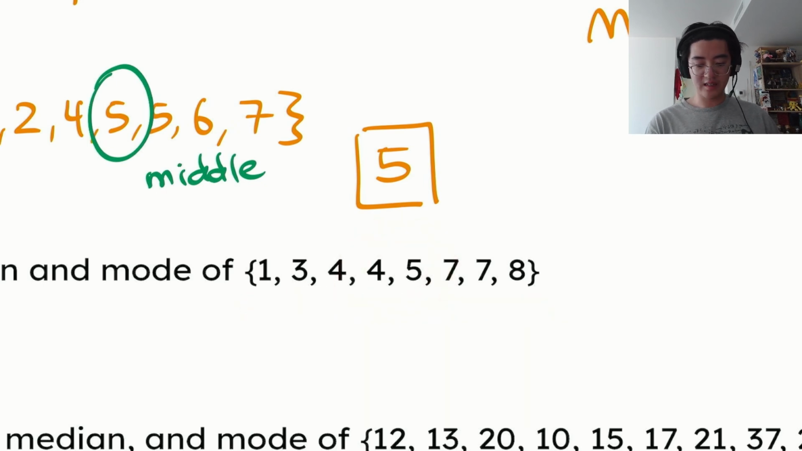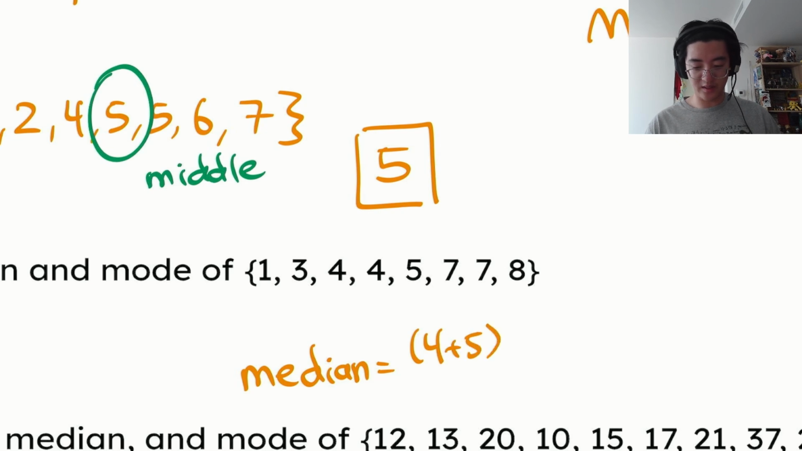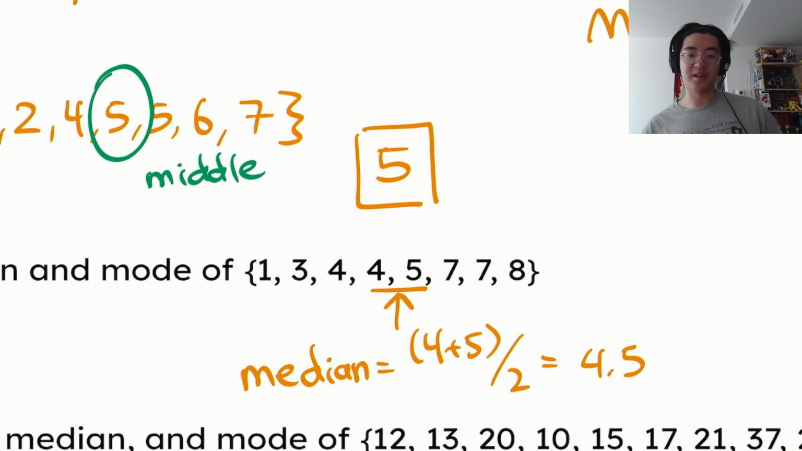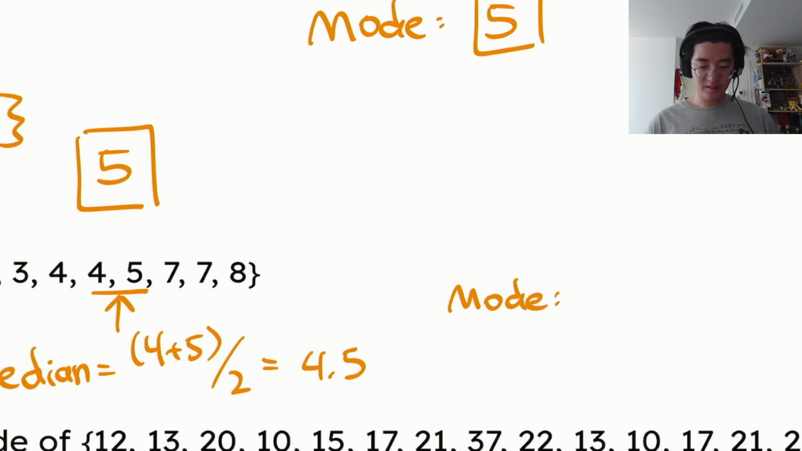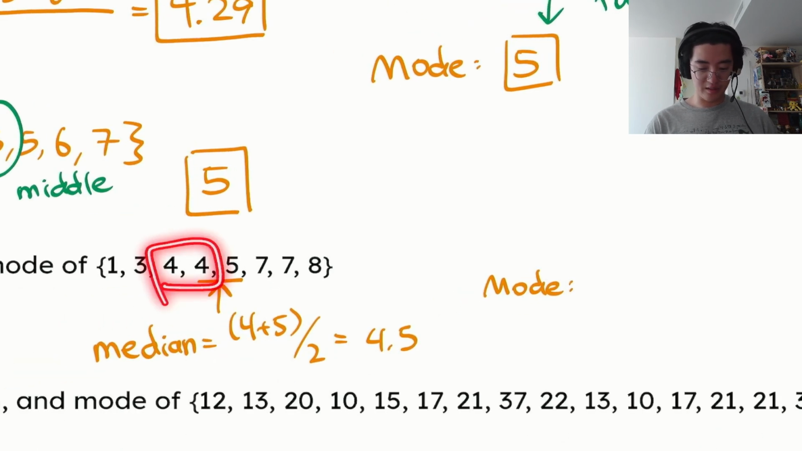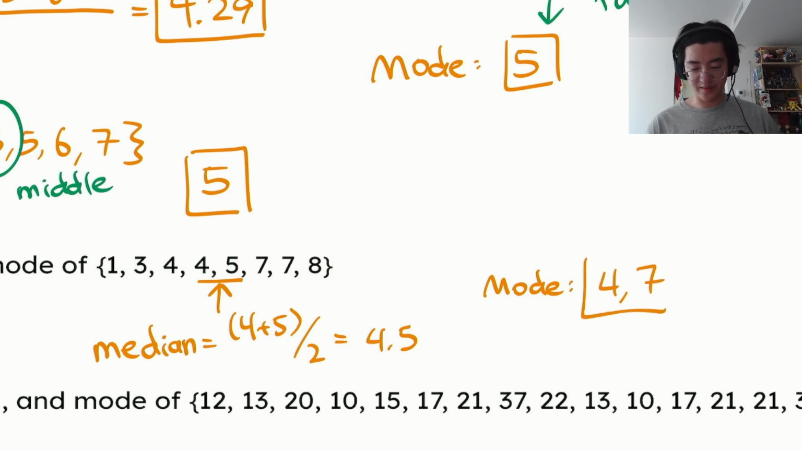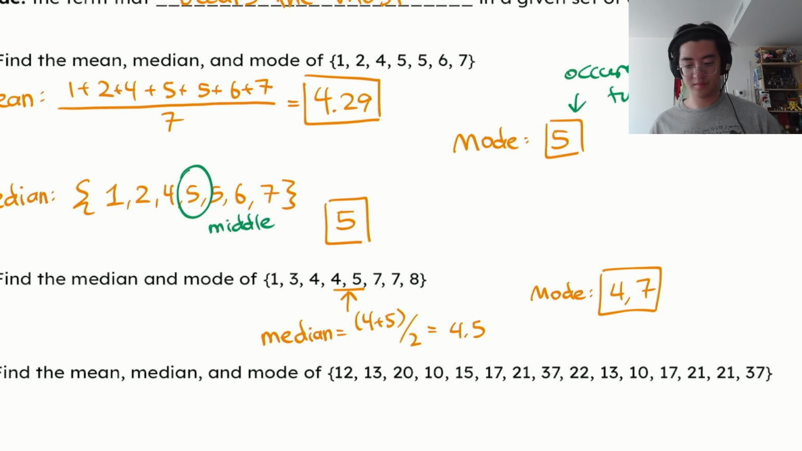So what we do here is take the average of those. We add those numbers together and divide by 2, which gives 4.5. So we take the most middle number, and if there's no actual middle number, we take the average of the 2 middle numbers. How about the mode? We see that 4 appeared twice, 7 appeared twice, and everything else appears once. So the mode is both 4 and 7. So you can have 2 modes.